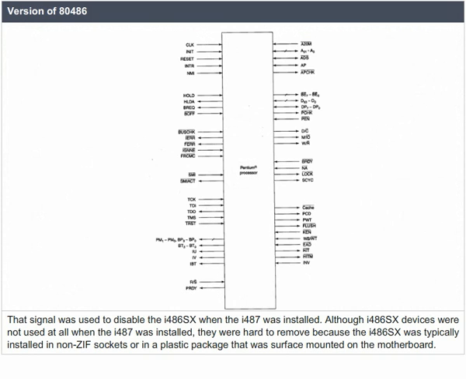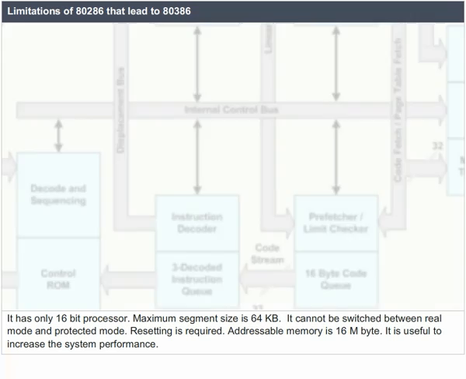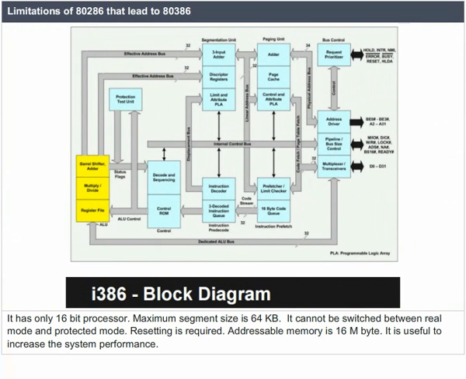Limitations of the 80286 that led to the 80386. It has only a 16-bit processor. Maximum segment size is 64 KB. It cannot be switched between real mode and protected mode. Resetting is required. Addressable memory is 16 MB. It is useful to increase the system performance.